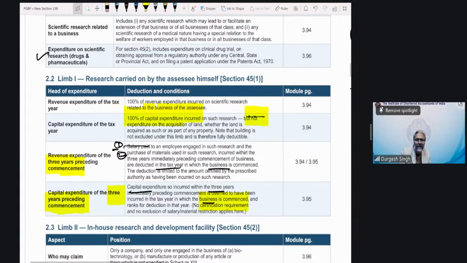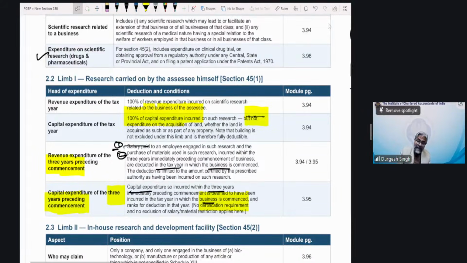So land has been excluded completely, students. Except for the land, plant and building will be allowed under 45(1), even if they have been incurred before the commencement of business. The only condition is that it should have been incurred within 3 years preceding the commencement of business. I hope all of you are clear with this one. This is what the section 45(1) deduction is all about.